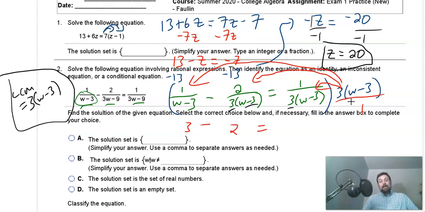So lastly, this gets multiplied to the last fraction, which is over here on the right-hand side. The 3's will cancel out, the w minus 3's cancel out, and we get 1 divided by 1 left over, which is going to be 1.